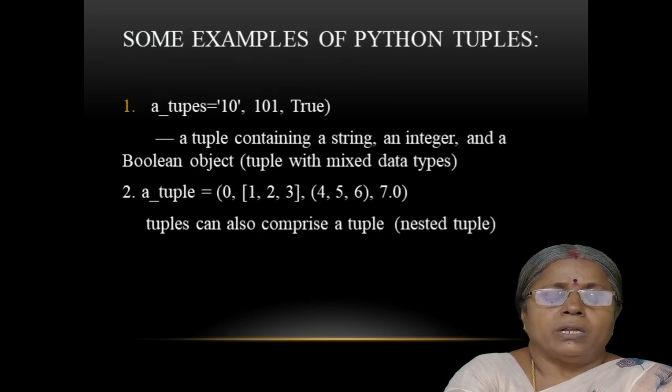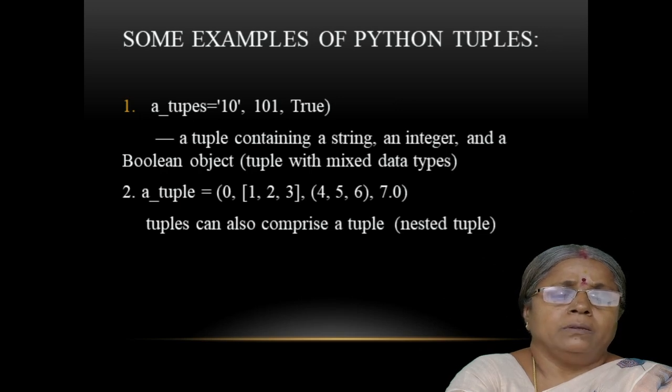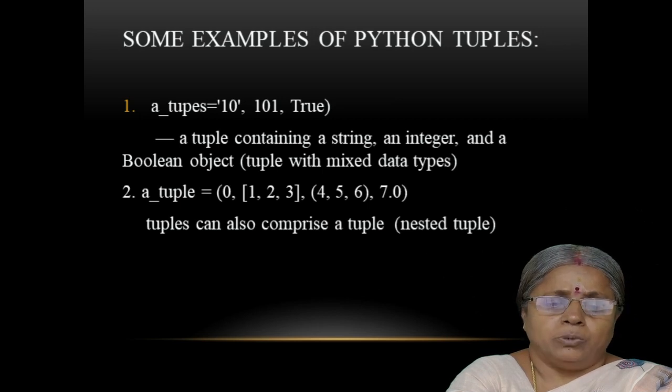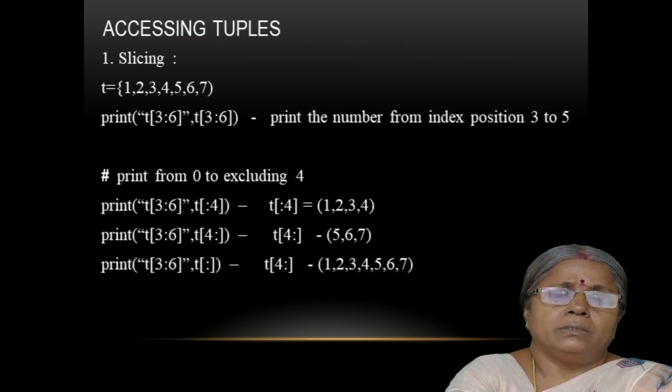Here we can also specify some more examples available in Python tuples. The first one contains strings, integers and a Boolean object. The second example contains tuples, a nested list and values, which may be called a nested tuple. Then we can follow some of the methods to access and manipulate elements in tuples. The first simple one is slicing, or separating or filtering items in the tuple.